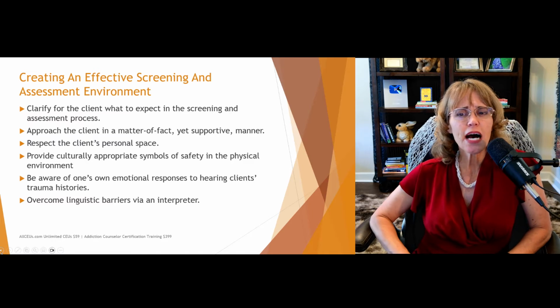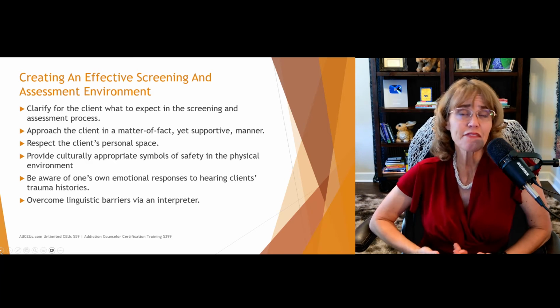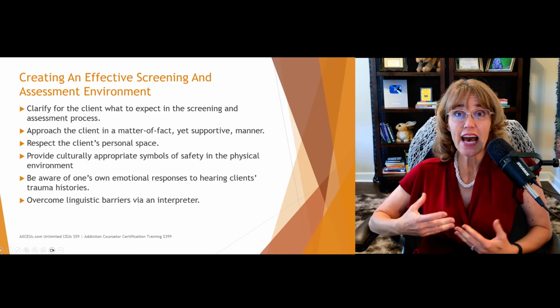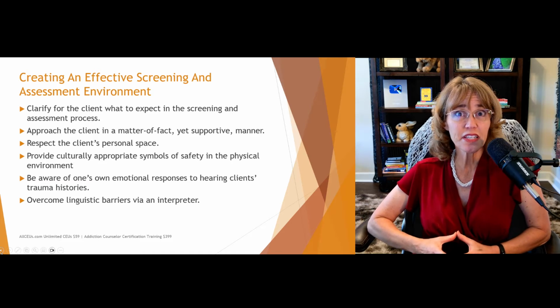And overcome any linguistic barriers via an interpreter. I also should add to this, if the client wants to have somebody in the room with them, if they have a support person that they've brought with them, that can also help them feel safer and more empowered.